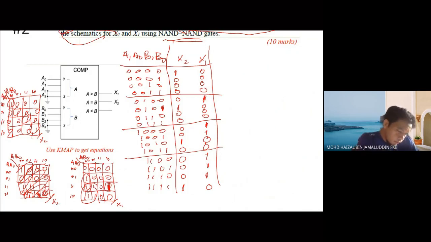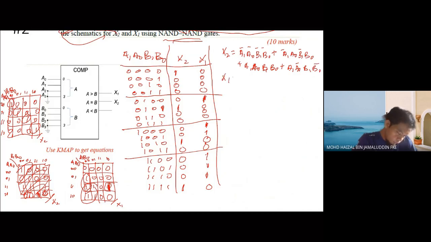Okay. For the x2, the Boolean equation we can get here is A1, A0, B1, B0 all bar, 0, 0, 0, 0, plus A1, A0, B1, B0 in only A bar, B bar plus B1, A1, A0, B1, B0 plus, okay, so here we have A1, A0, 1.